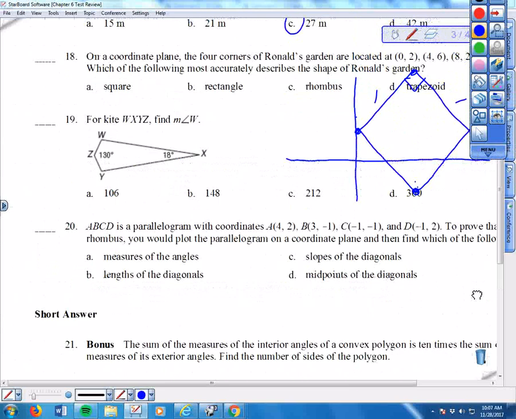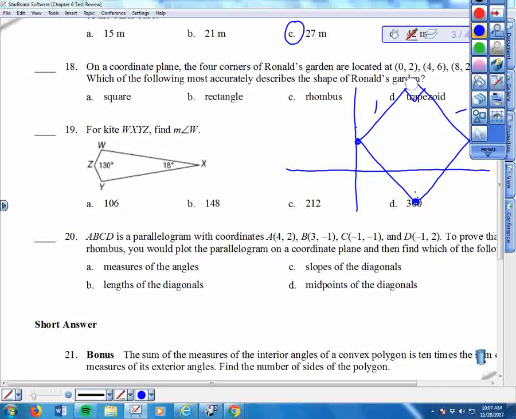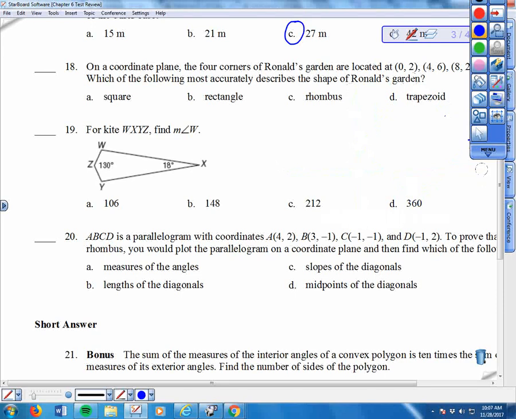For kite WXYZ, find the measure of angle W. So how do we do this? It equals 360. 130 plus 18 plus x and x equals 360.